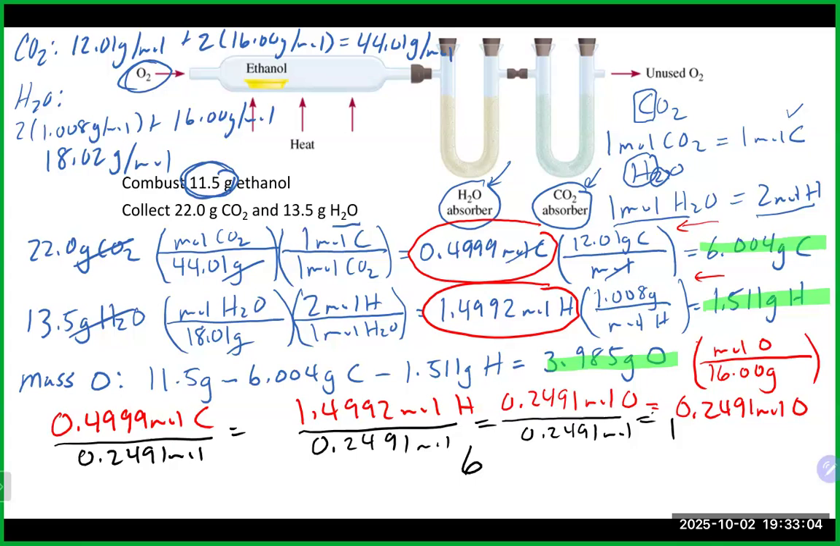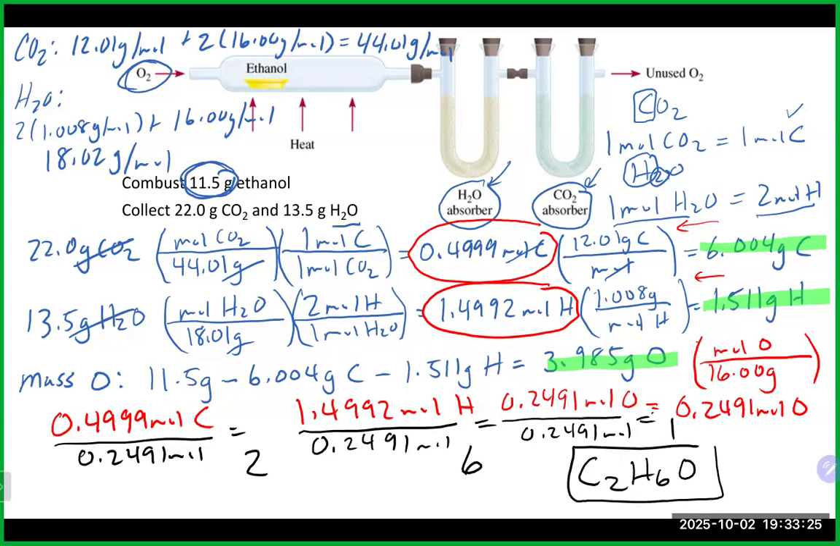And for the carbon, 0.4999 divided by 0.2491 is going to give me a 2. Pretty much hit all whole numbers. So now we have our empirical formula, C2H6O, and there you go.